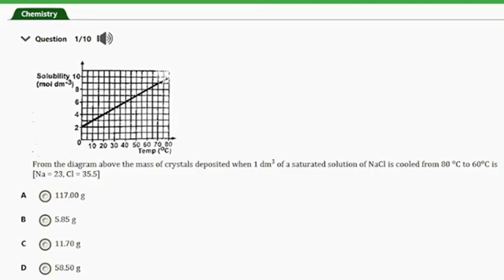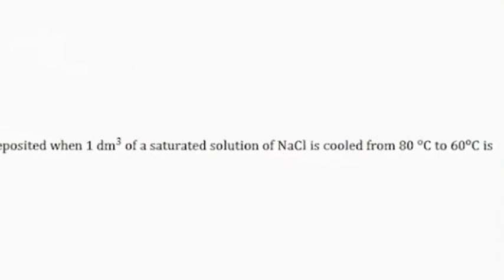Here we have a graph showing solubility and temperature. The question says, from the diagram above, the mass of crystals deposited when 1 dm cube of a saturated solution of sodium chloride is cooled from 80 degrees Celsius to 60 degrees Celsius is. Alright, so guys, we're going to zoom into our workspace here and solve this together.